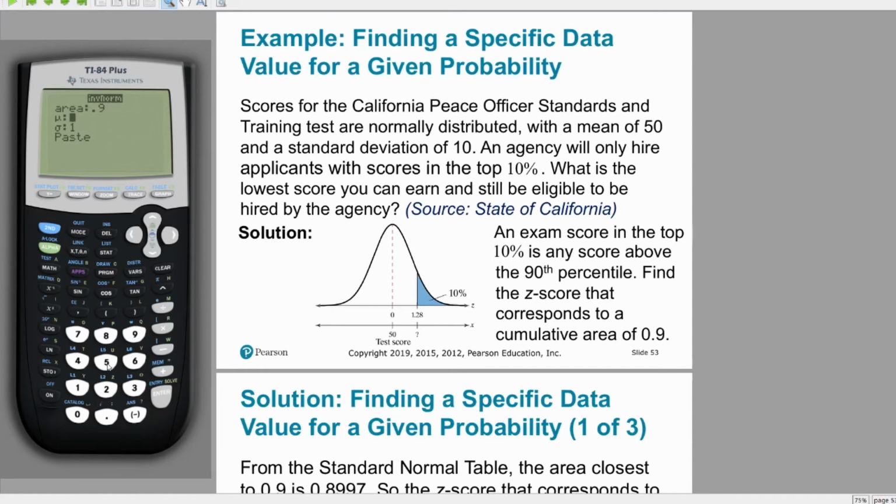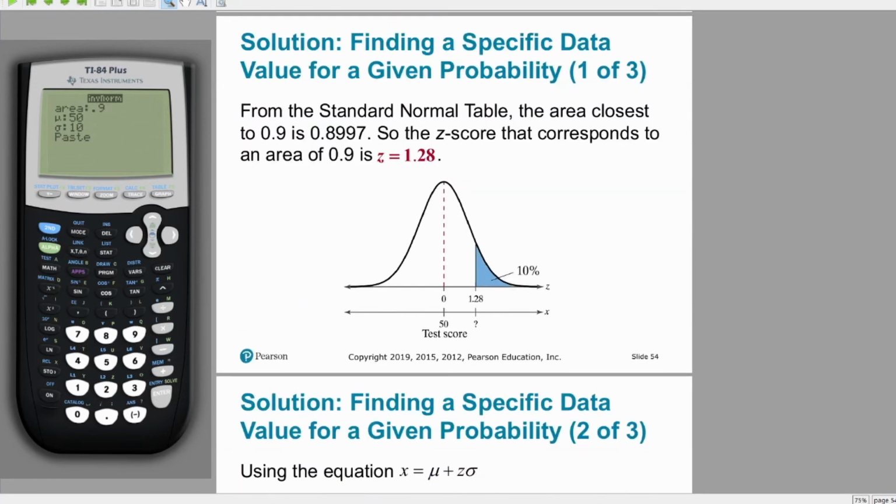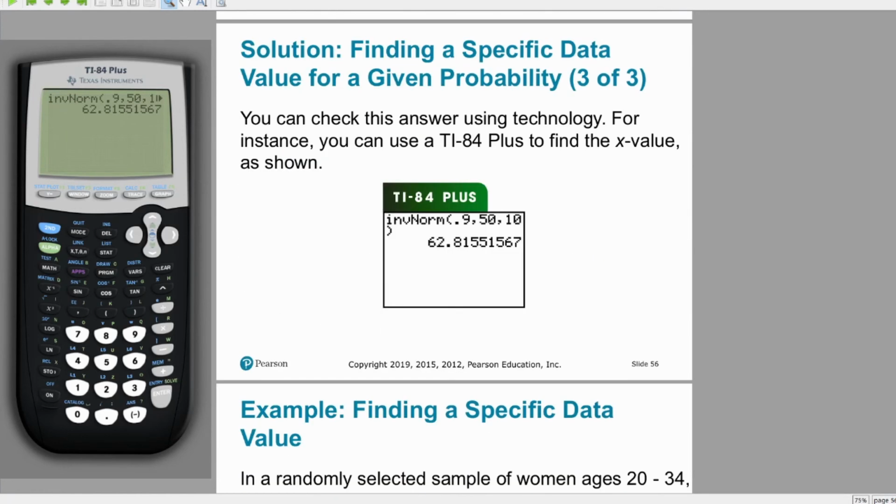It's not perfect by any means, but we have that mean of 50, and the standard deviation here is not 1, the standard deviation is 10. So instead of doing this work here with the estimation and the z-score and then the conversion, we make the calculator do all the work for us, and then we get our answer, just like we would expect.